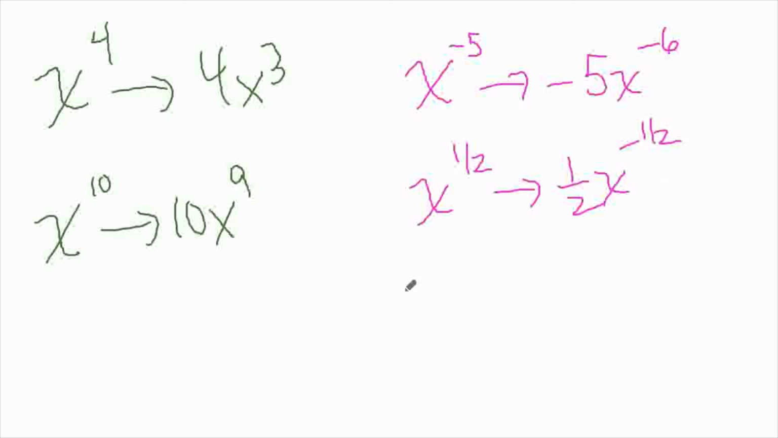Okay, and as it gets weirder and weirder, it's still going to work. Like, what about x to the pi power? So you bring the exponent down, decrease the original exponent by 1. Okay, now I haven't proven it for those cases, but you'll just have to accept it right now on faith that it follows the same pattern.